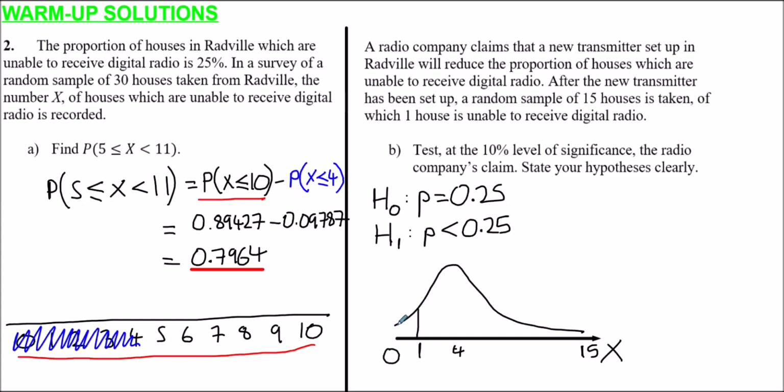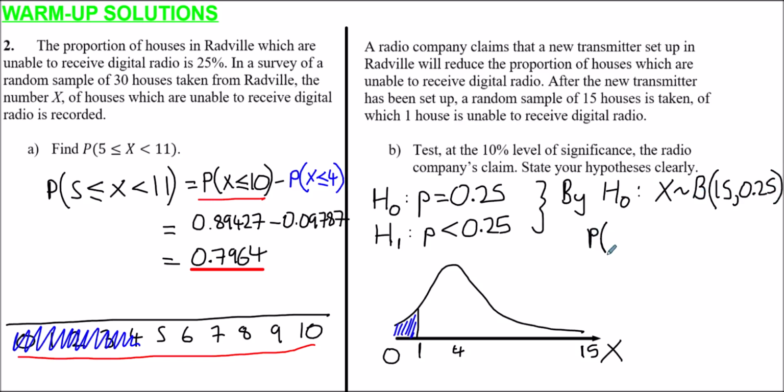So what's the probability of observing only 1 or 0 houses without any signal using H0? By H0, we can say that it's going to be binomially distributed, 15 houses, and assuming H0 to be true, which we always do in the first instance, the proportion of houses without signal is 0.25. And based off that, the probability of observing one house or fewer without signal can be worked out using our trusty calculator.